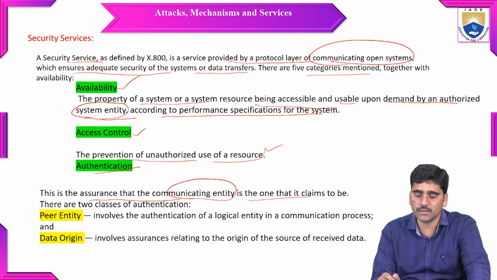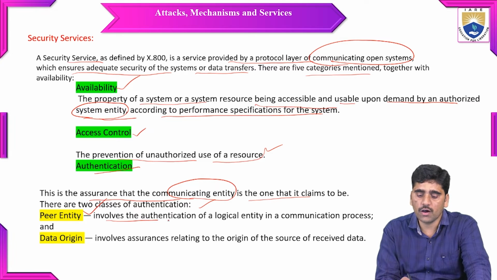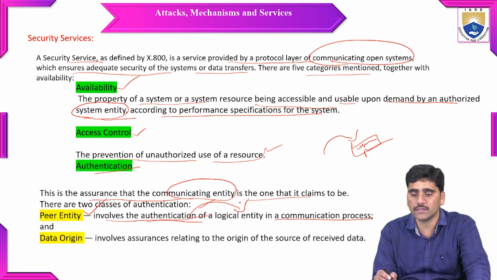There are 2 classes of authentication actually. One is peer entity, and the second one is data origin. Peer entity involves the authentication of a logical entity in a communication process. Authentication of a logical entity is nothing but logging on to the system or a particular website by giving a username and password. So that involves the authentication of a logical entity in this communication process.